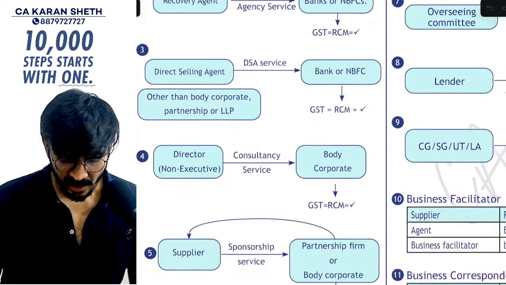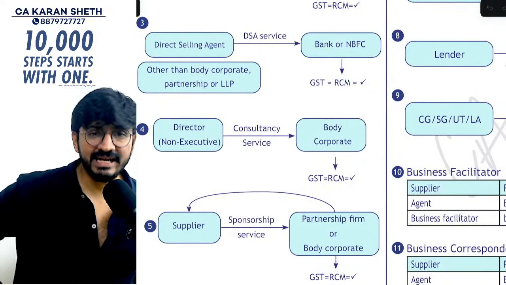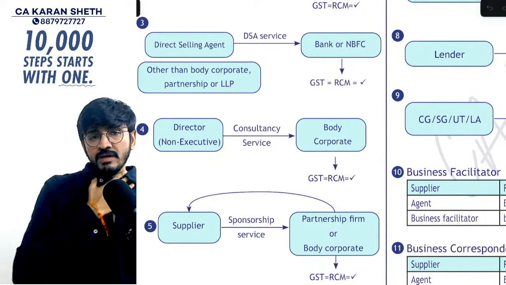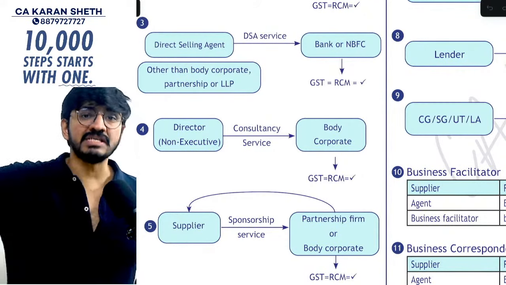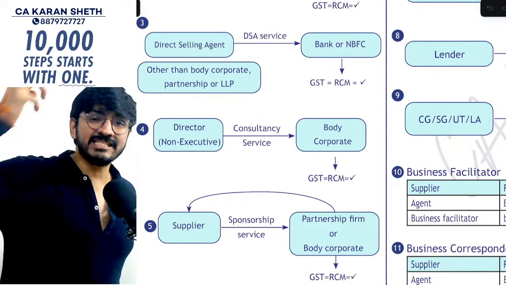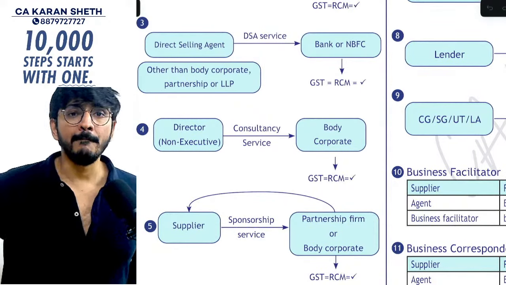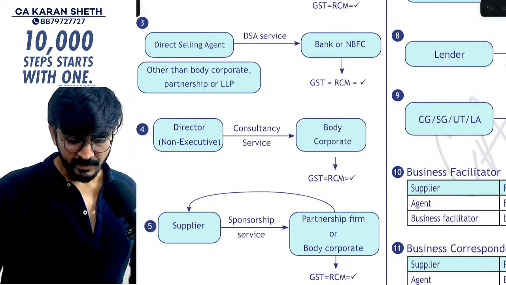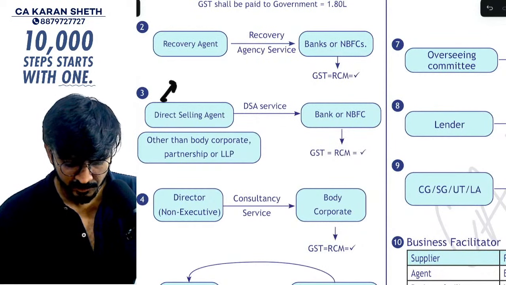Okay. Next, direct selling agent, my dear friends. A direct selling agent does something very similar to what an insurance agent does. An insurance agent sells insurance policies. A direct selling agent sanctions loans on behalf of banks or NBFCs. And there are only three ways in which they function. So it can either be an individual.